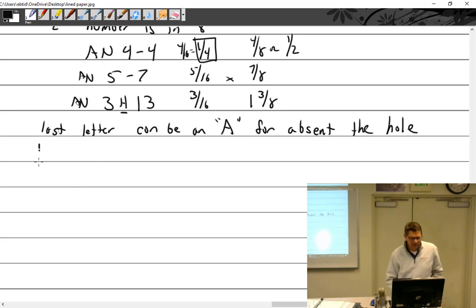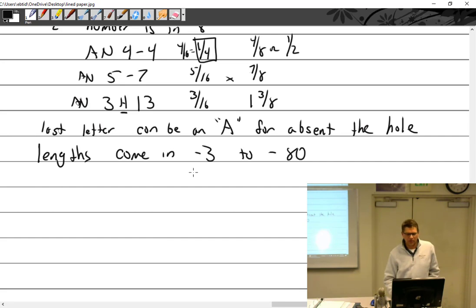All right, links. I should have written this first, but I didn't want to forget it. Links come in a -3, that's the smallest, to a -80. So how long is a -3? 3/8. How come they can't make it any smaller than that? That's pretty small, because you still have to get a washer and a nut on the end of it. Up to, and what's the longest? 8 inches.